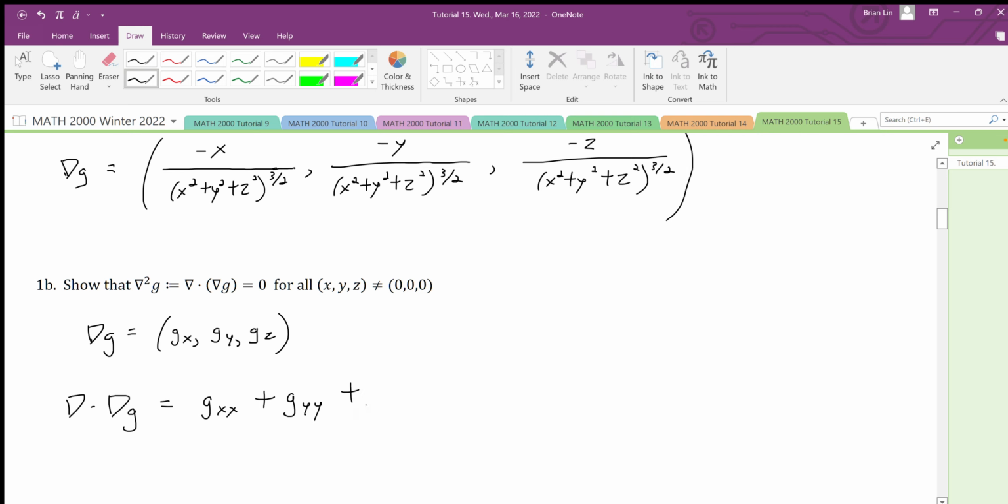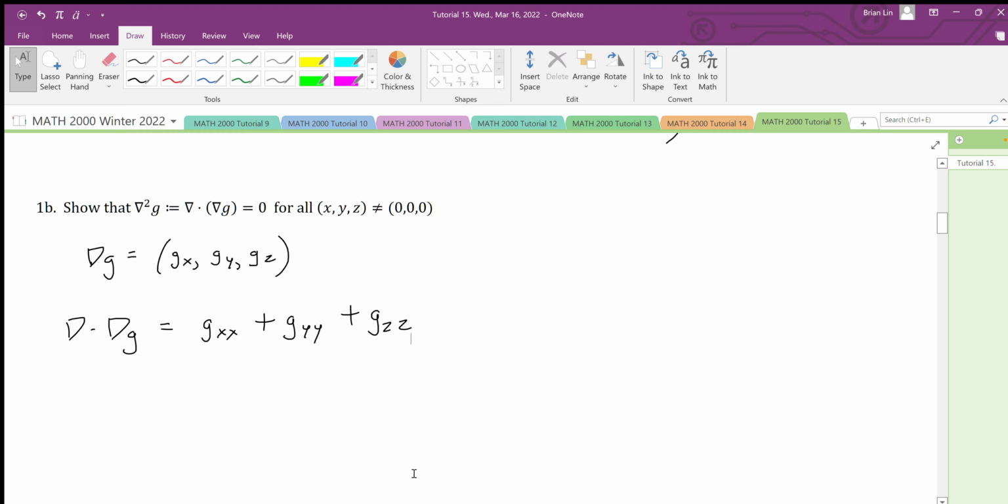It's like this. So our question is to show that this expression you see here is 0. Based off the gradient that we see above, take the partial with respect to x of the first function, take the partial with respect to y of the middle function, and take the partial with respect to z of the third function. I'll write out the details for x, but for y and z, I'm going to skimp on the details.